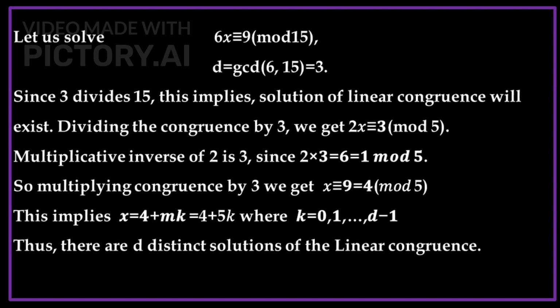Let's solve a linear congruence. 6x is congruent to 9 modulo 15. Here, the GCD of 6 and 15 is 3, which divides 9, and hence a solution will exist. Dividing the congruence by 3, we get 2x is congruent to 3 modulo 5. Now, the multiplicative inverse of 2 is 3. So multiplying the congruence by 3, we get 6x congruent to 9 modulo 5, which in turn gives x is congruent to 4 modulo 5. This implies x equals 4 plus 5k, where k takes values from 0 to d-1.